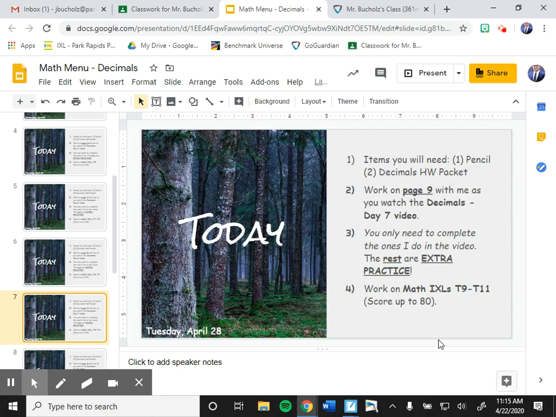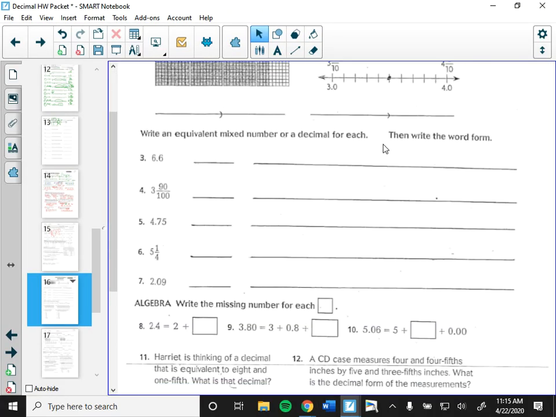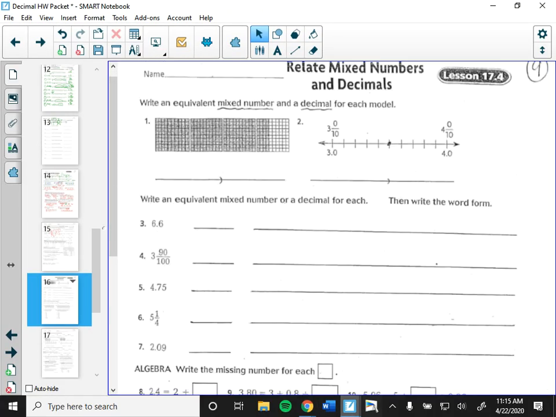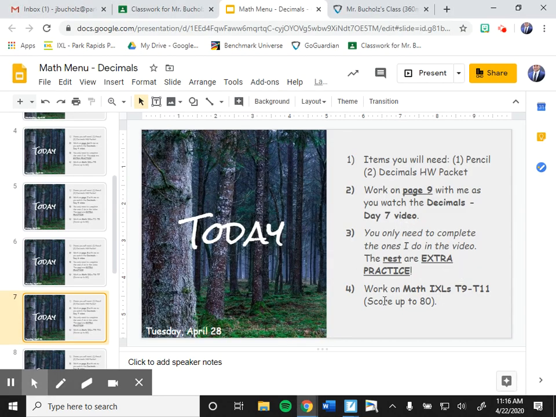Today, items you're going to need are a pencil and your decimals homework packet. You're going to work on page 9 with me. Page 9 is going to look something like this. Relate mixed numbers and decimals. We'll do the front side together like usual. Remember, you only need to do the ones that I do. The rest are extra practice. Work on Math IXLs T9 through T11 after you are done with the lesson. So T9, T10, and T11 you need to do today.